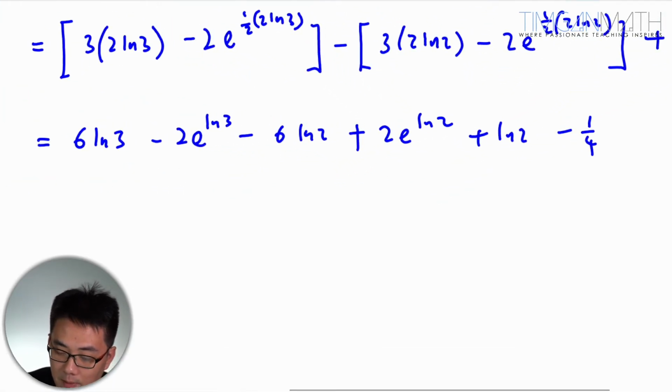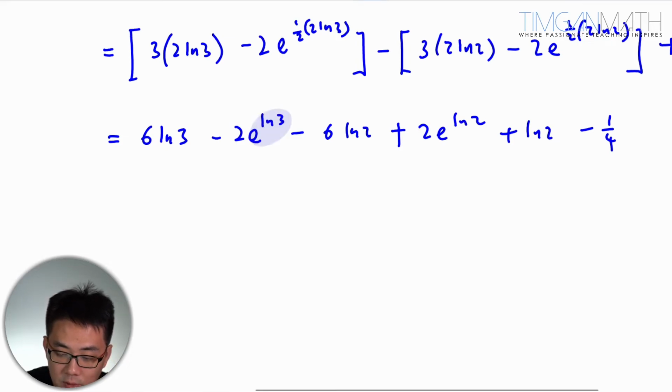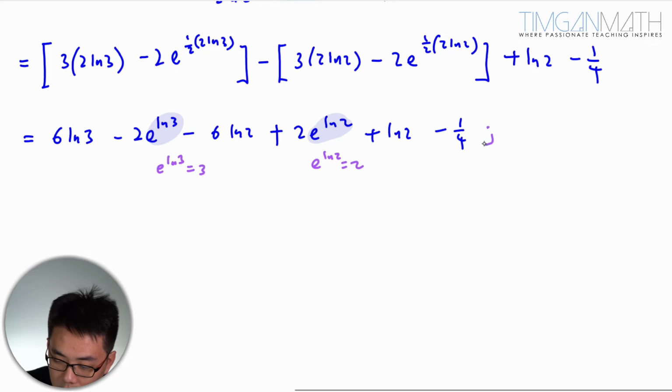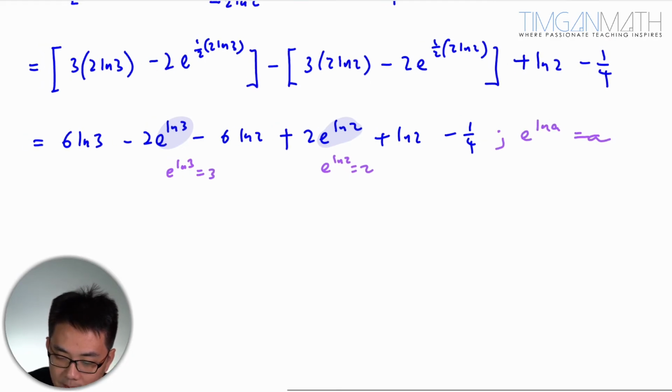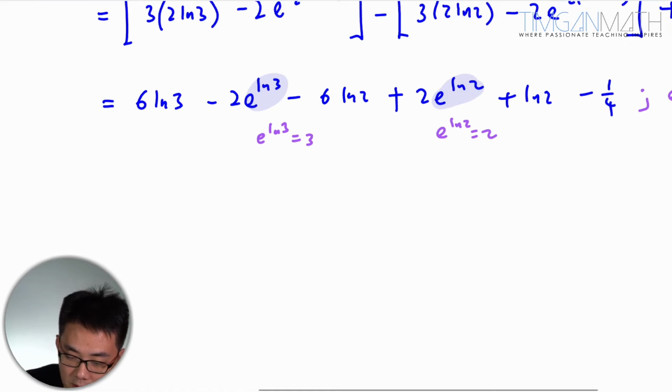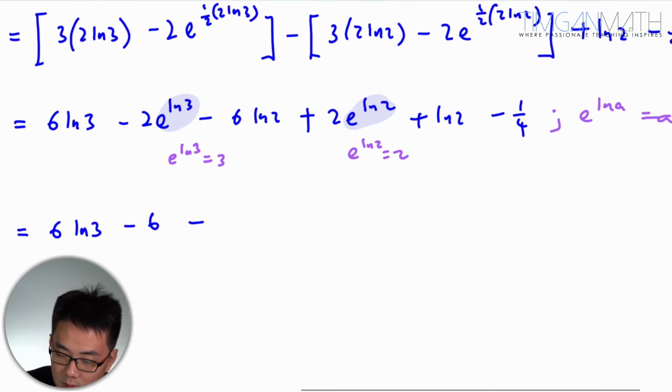Alright, so let's try and simplify. e to the ln 3 is just 3. e to the ln A is A, yeah? So e to the ln 2 is 2 as well. Essentially e to the ln A is A, just remember that. Then we'll get 6 ln 3 minus 2 times 3 minus 6 ln 2 plus ln 2. This is where it's a bit tricky. This will be negative 5 ln 2, plus 4 minus 1/4.